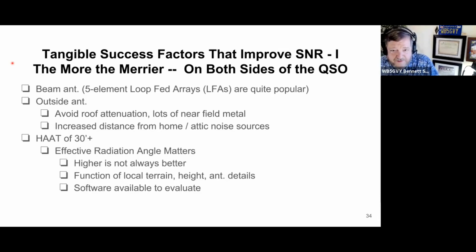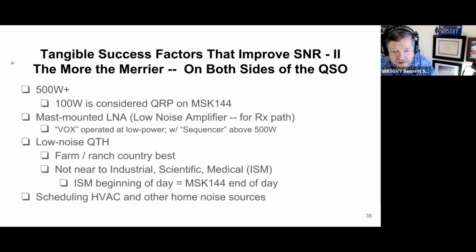Now, you want to have a height above average terrain of 30 feet or more. It turns out that I've got that. I've got a very tall attic, and so that helps me in that regard. 100 watts is considered QRP on MSK 144, and the major players are going to be running 500 watts or more. Many of them are running the maximum power.